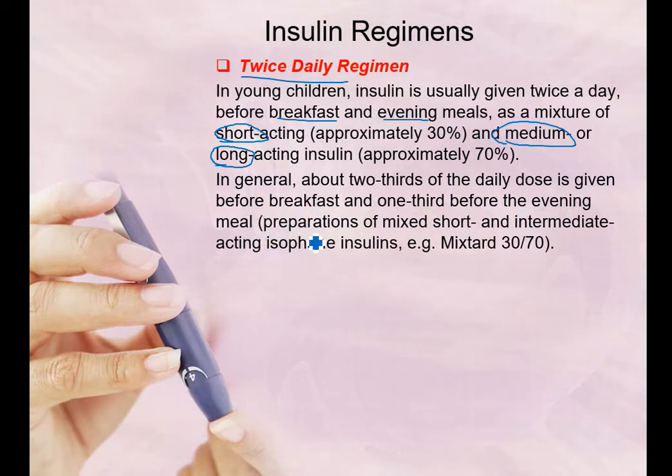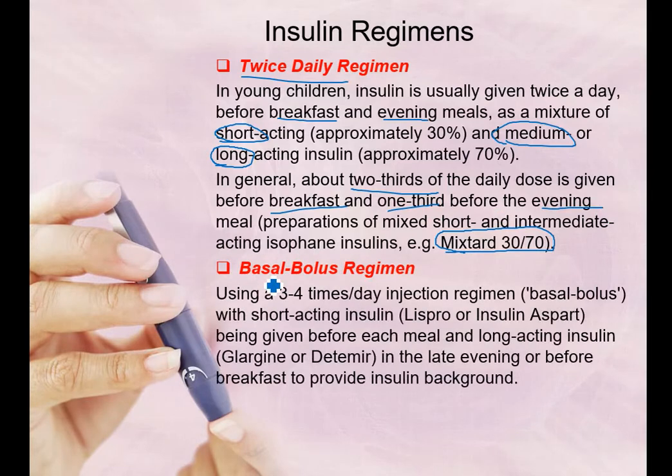which is a preparation of mixed short-acting and intermediate-acting isophane insulin, known as a mixture 30 over 70. So the total daily dose is divided into two doses. The first dose, about 2/3 of the daily dose, is given before the breakfast, and the second dose, about 1/3, is given before the evening meal.